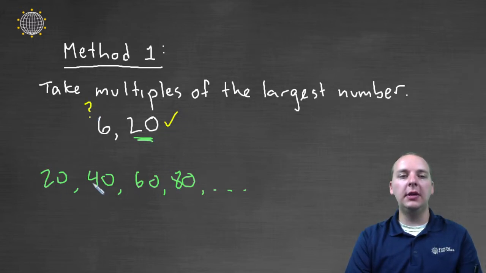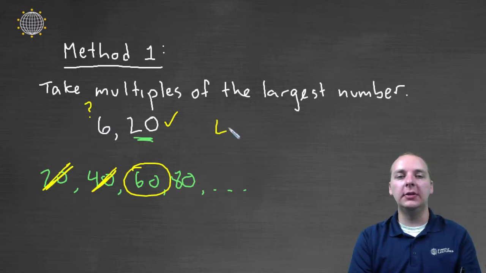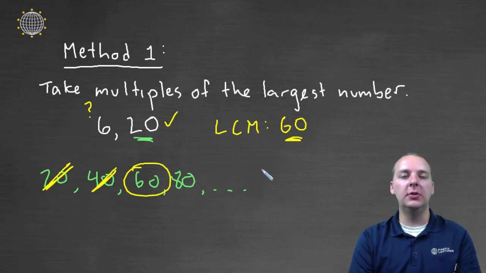Now, which one of these is a multiple of 6? 20 is not a multiple of 6. 40 is not a multiple of 6. But 60 is. 60 is a multiple of 6. So 60 is both a multiple of 6 and 20. I found it. So in this example, the LCM of these two numbers would be 60.